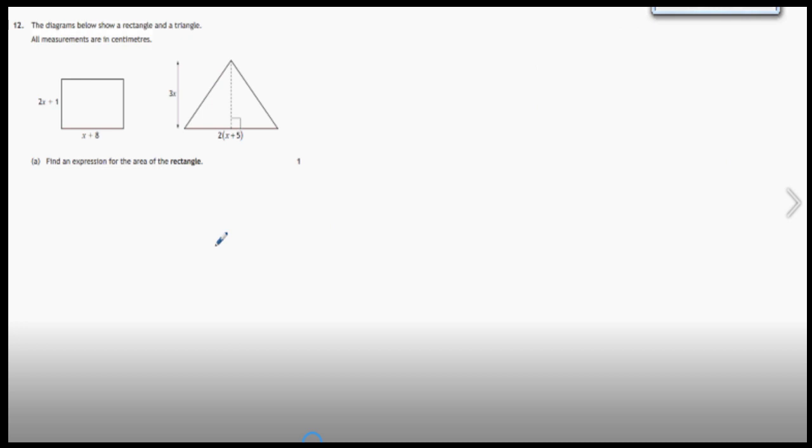The diagrams show a rectangle and a triangle, all measurements in centimetres. Find an expression for the area of the rectangle. So area of a rectangle, area is length times breadth. That's not going to change, you've known that for a long, long time.